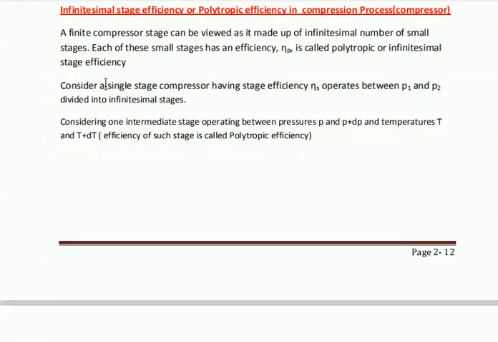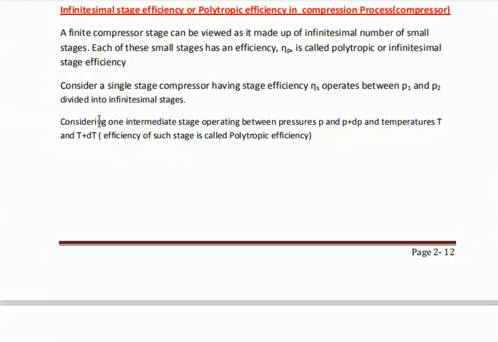Consider a single stage compressor having stage efficiency eta s, which operates between the pressures P1 and P2. That is divided into infinitesimal stages. You can take one single stage compressor, and that stage can be divided into a number of stages. The total stage compressor has the efficiency eta s and operates between the pressures P1 and P2. That is divided into infinitesimal stages.